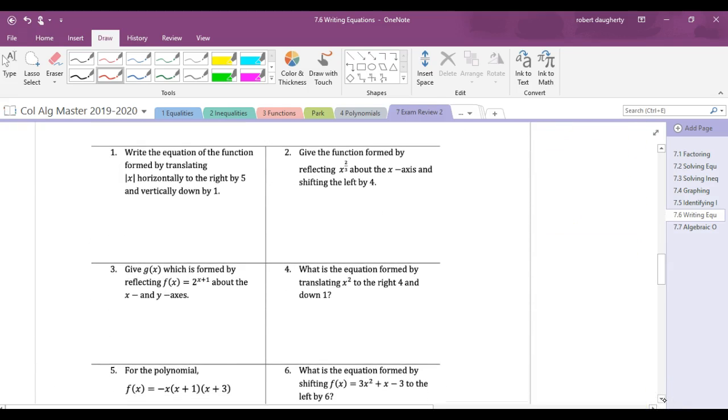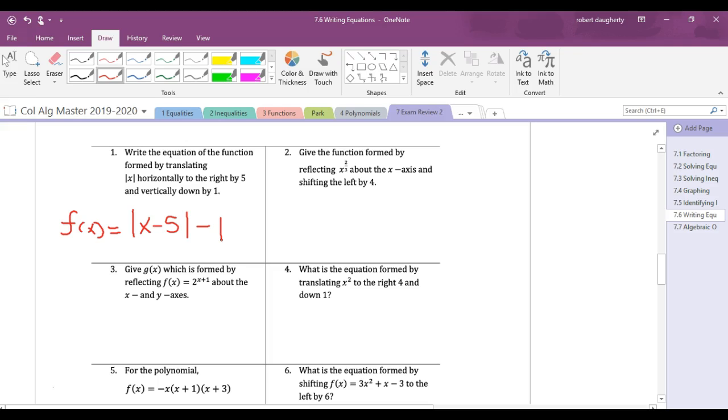So let's practice some of these. Write the equation of the function formed by translating the absolute value of x. Okay, so I'm trying to create a function f of x, and I am shifting it to the right by 5 and down by 1. So the way I go to the right by 5, that is going to be minus 5. And to go down by 1, it's just down 1.